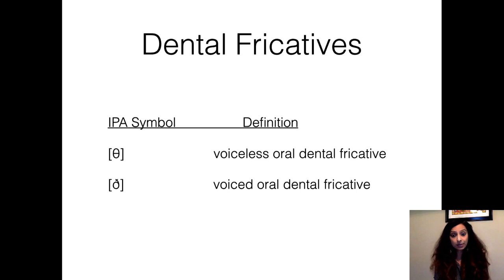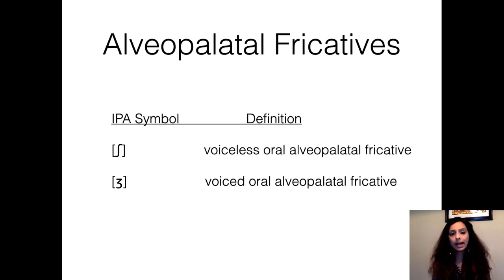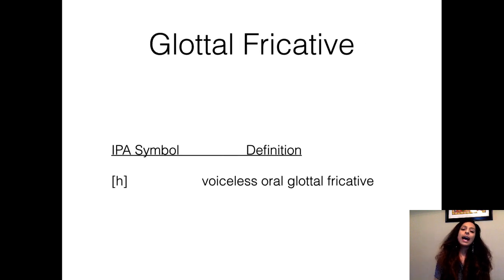We also have the dental fricatives of English. These are the voiceless oral dental fricative and the voiced oral dental fricative. You have the alveolar fricatives such as s and z, the alveopalatal fricatives such as sh and j, and the glottal fricative, which is your h, which is your voiceless oral glottal fricative. So we have a glottal stop that we saw, which is your question mark, and then we have the glottal fricative, which is your h.